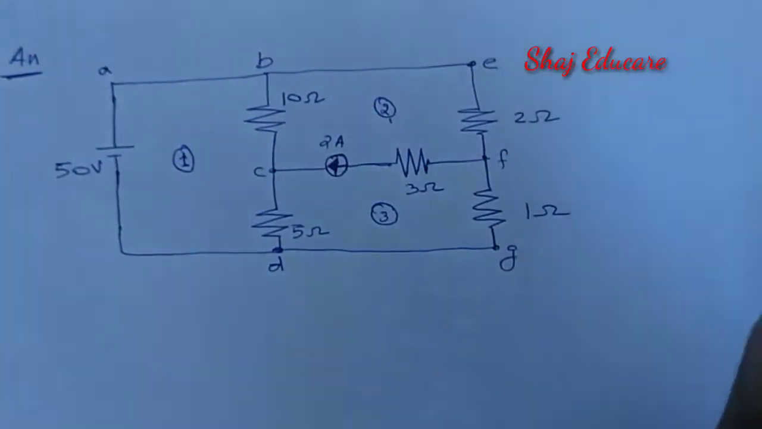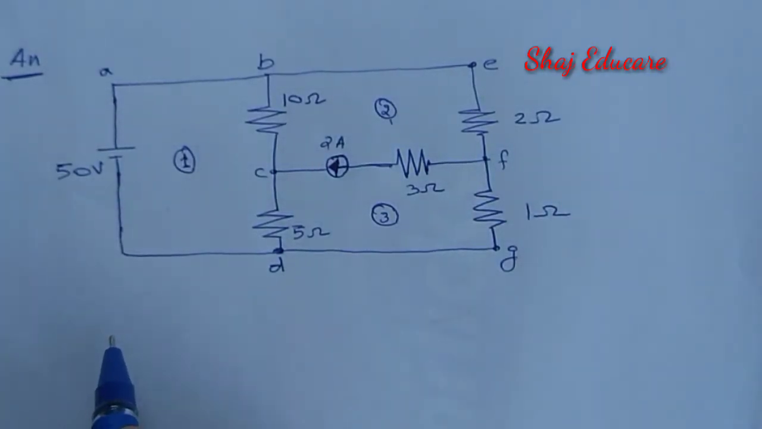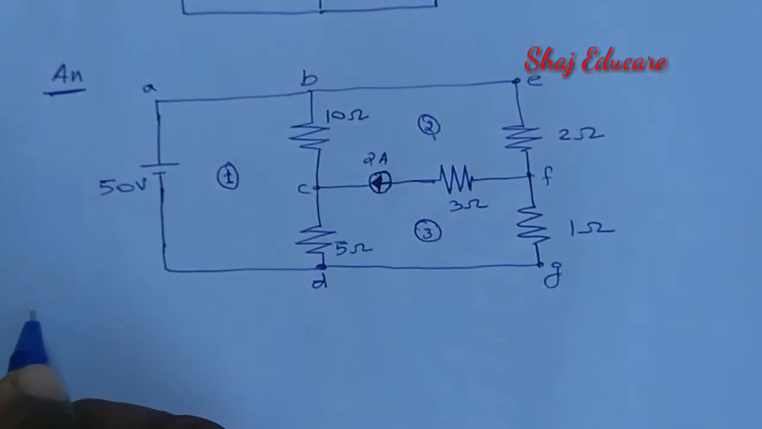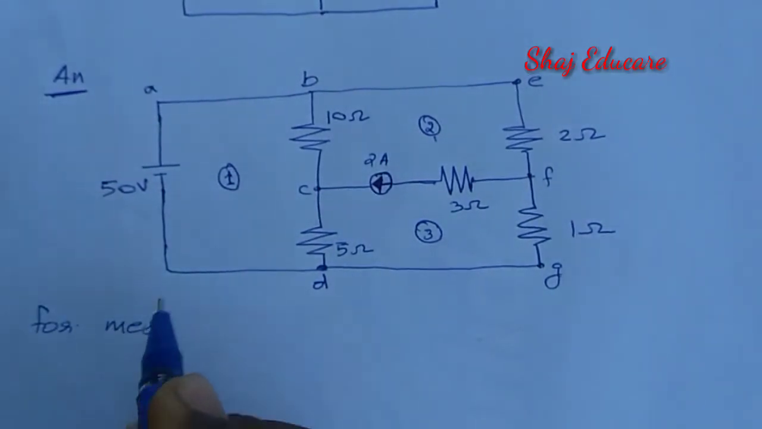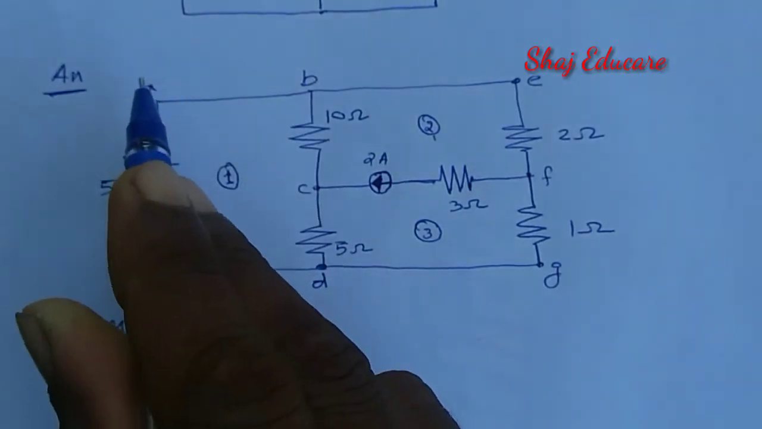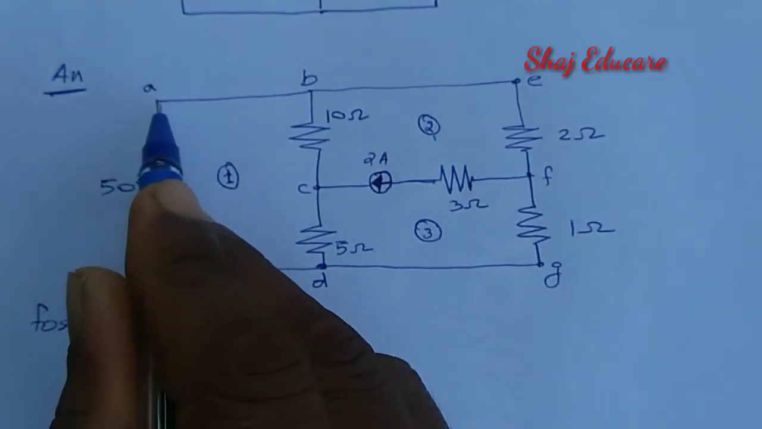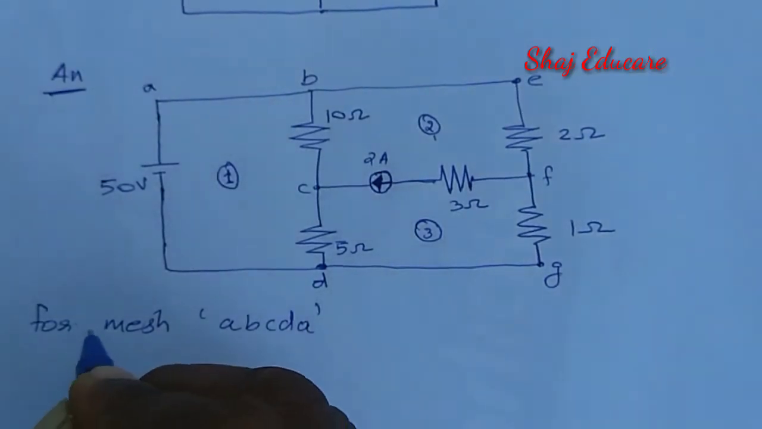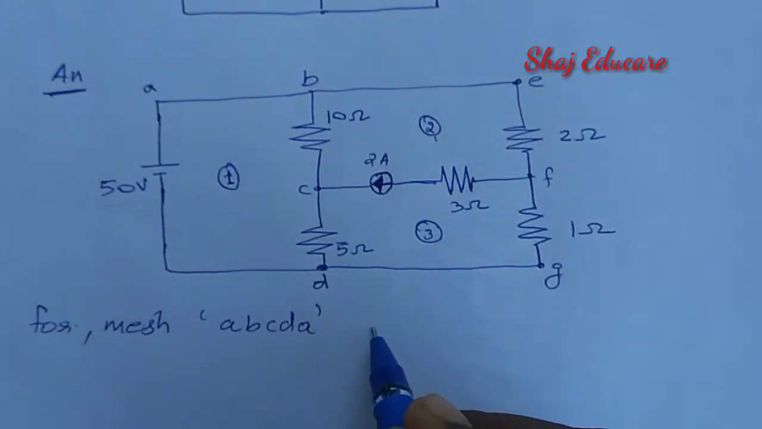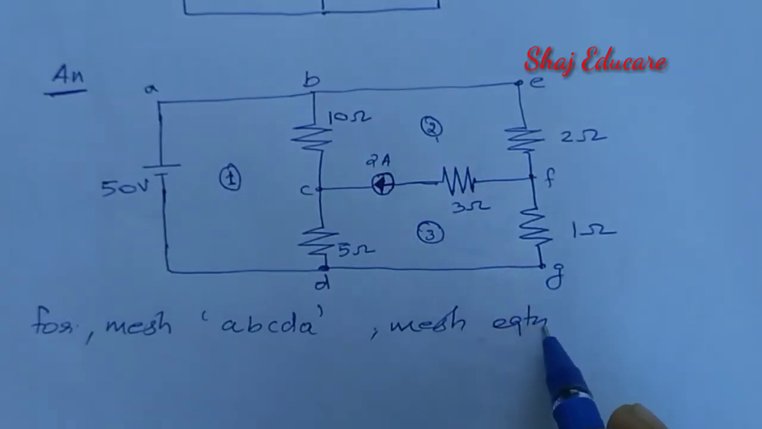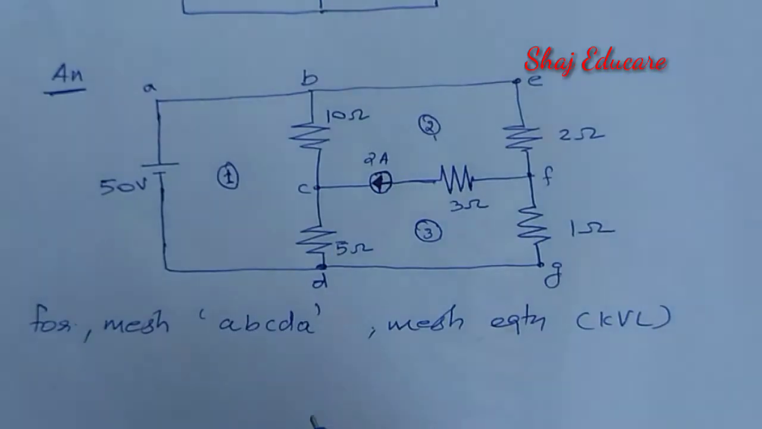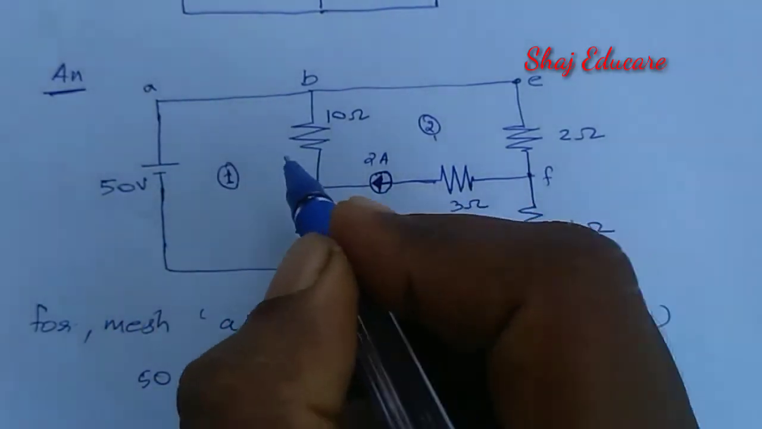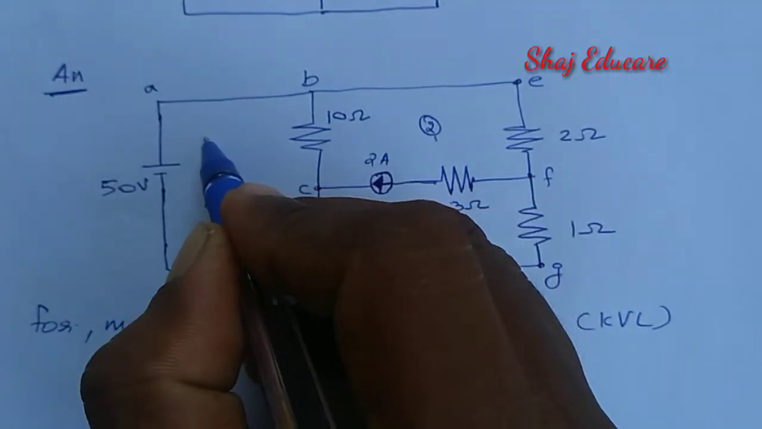Now let us try to write the mesh equations for each mesh separately. For mesh A, B, C, D, A, let us write the mesh equation, that is KVL itself. If we write the mesh equation, we can say that 50 minus a drop is there. Before that, we have to write down the currents. So we have to mark the currents.